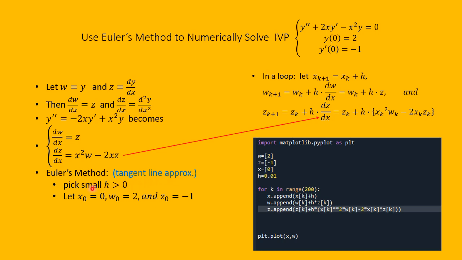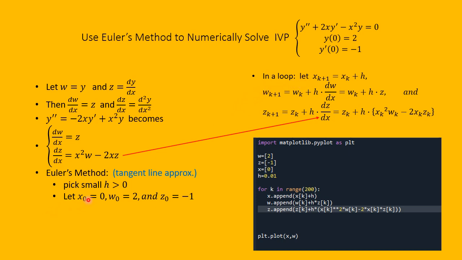We're going to pick a small positive value of h, so h will be greater than 0. At the initial conditions, they're given when x is equal to 0, right? So I'm going to let x naught equal 0. w is the same as y, so the y naught value is going to be 2. And remember that z is the derivative of y with respect to x. The derivative of y with respect to x at 0 is minus 1, so we'll let z naught equal minus 1. Now, in a loop, we'll do the following.